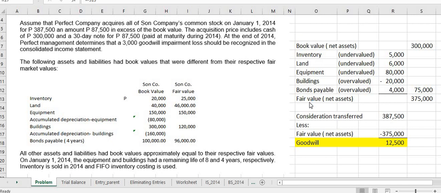Okay, so this is a 100% stock acquisition. The formula for determining the goodwill is consideration transferred, which is 387,500, less the fair value of our net assets, which is 375,000. So we have a goodwill of 12,500.